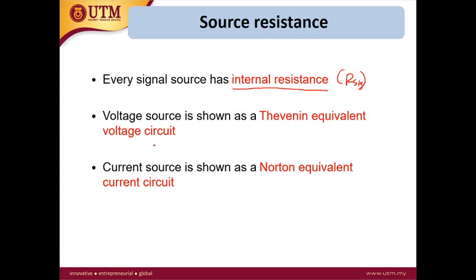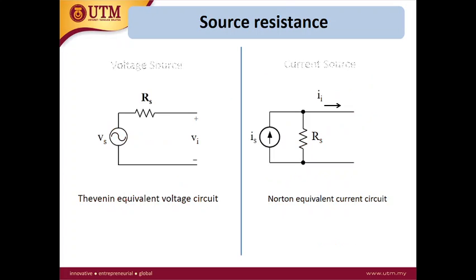If the signal source has internal resistance, there are two ways to model it. If the source is a voltage source, you can use a Thevenin equivalent voltage circuit. If the source is a current source, you can use the Norton equivalent current circuit. So we have Vs in series with the source resistance, and the current source is in parallel with the source resistance.